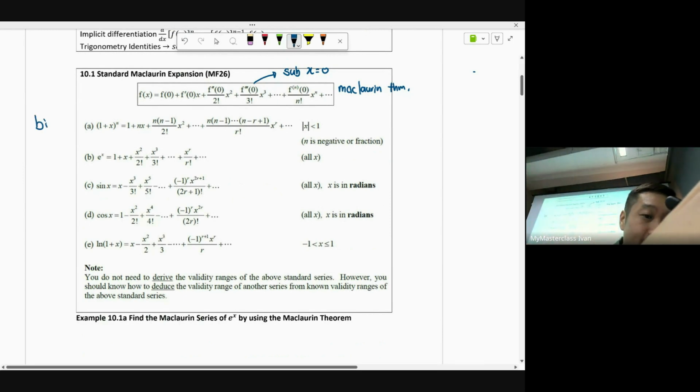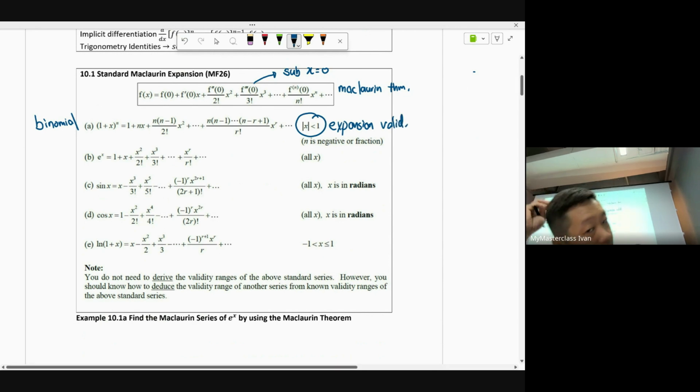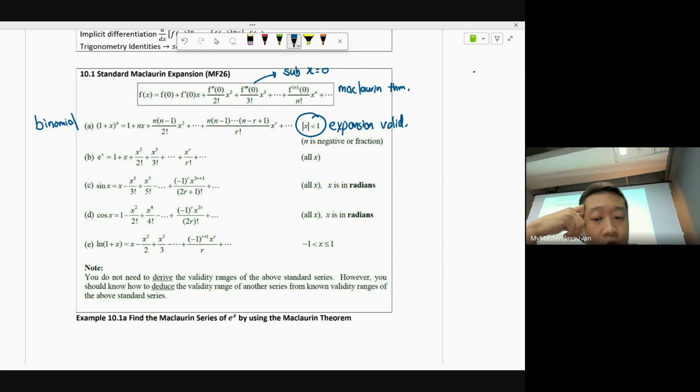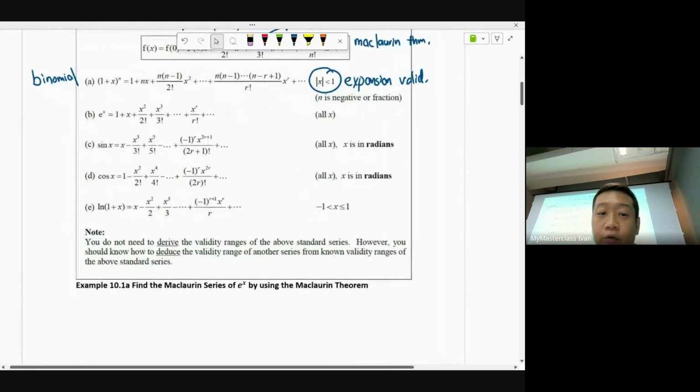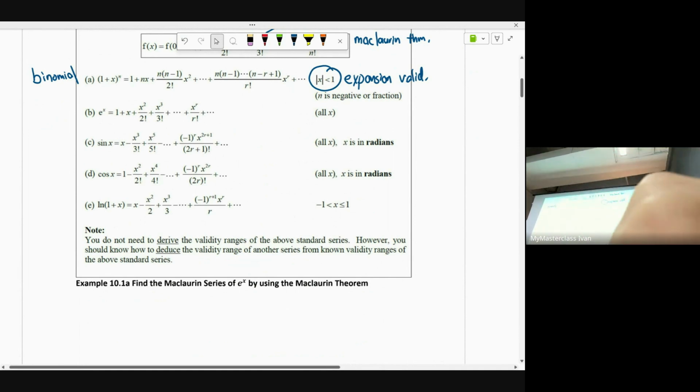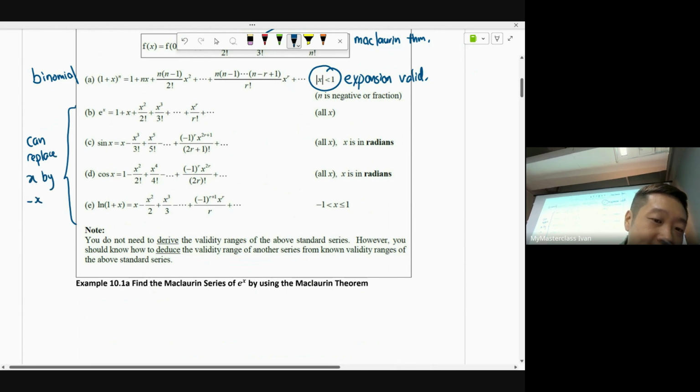If you cannot remember how to open the binomial, this is the binomial, and this is the expansion to be valid. Okay, all the next four are called standard series. You must learn how to use it. Usually when we substitute a value of x, over here we can replace the x by, usually can be negative x, can be 2x, and so forth.